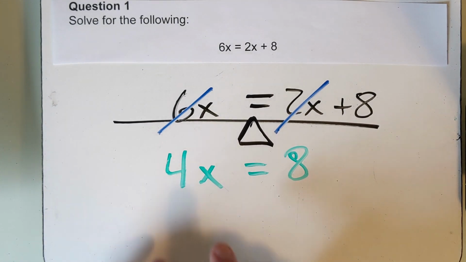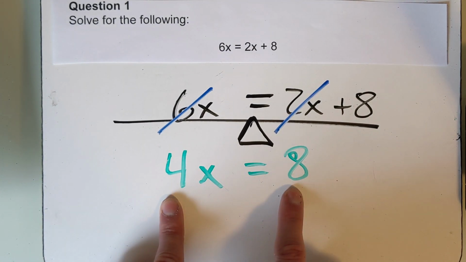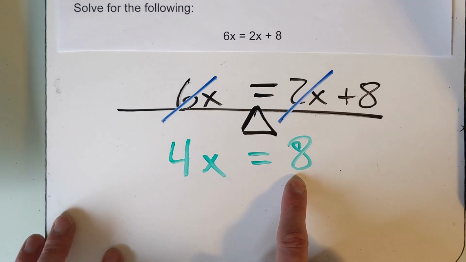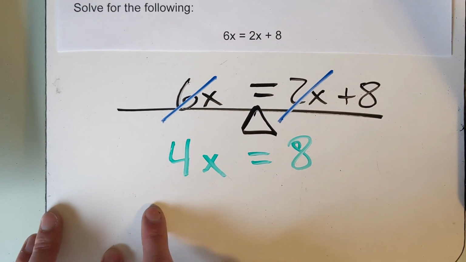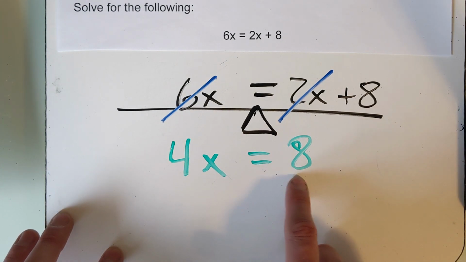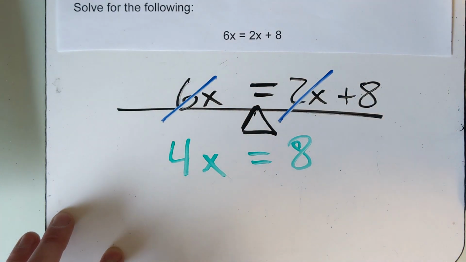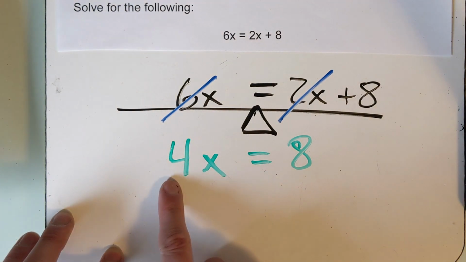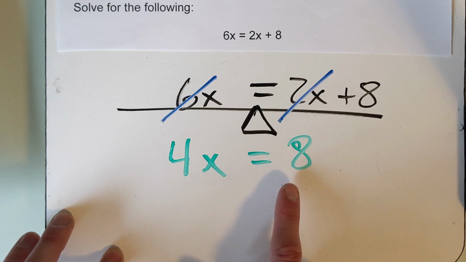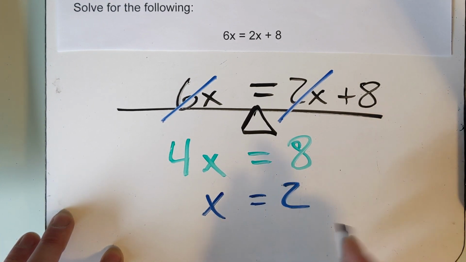So again, thinking about what number, 4 times what number is going to give us 8? Again, we could always write this out in expanded form of x plus x plus x plus x, and then is equal to 8. But here again, knowing our multiplication tables is very helpful. 4 times 2 is going to give us 8. So that means x is equal to 2.